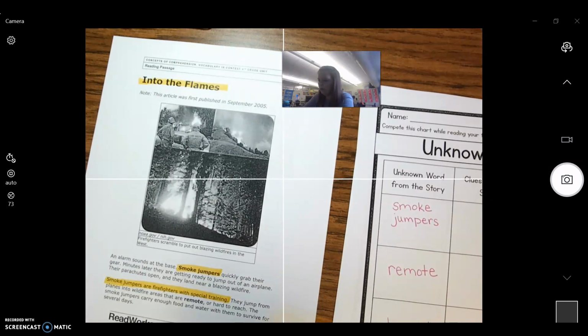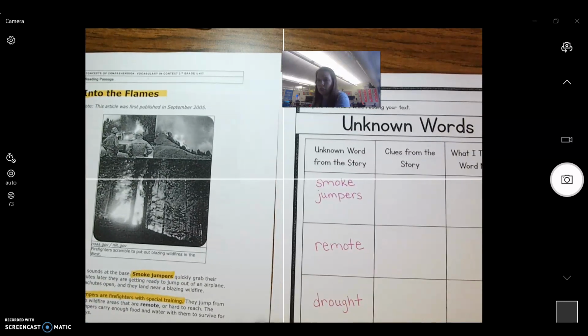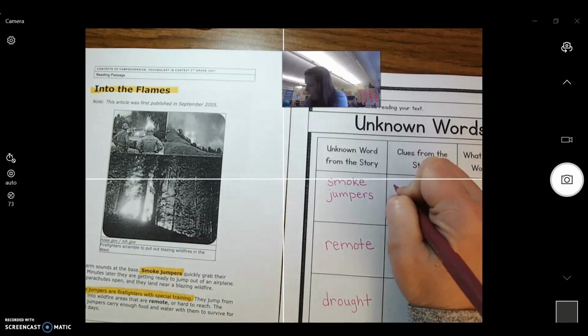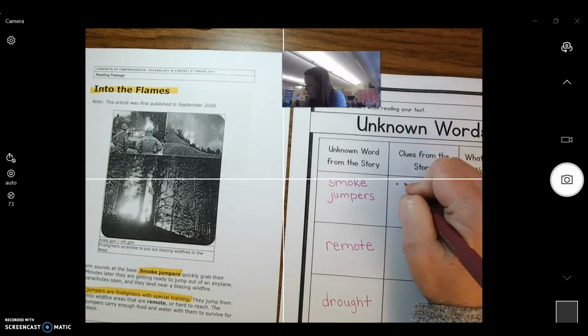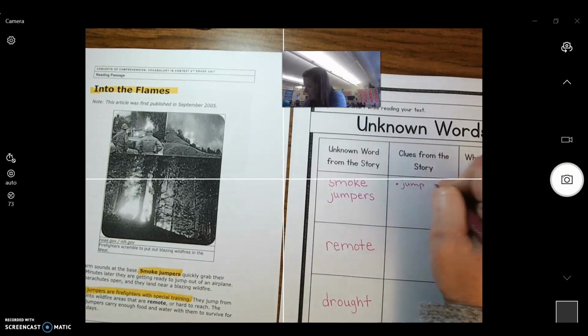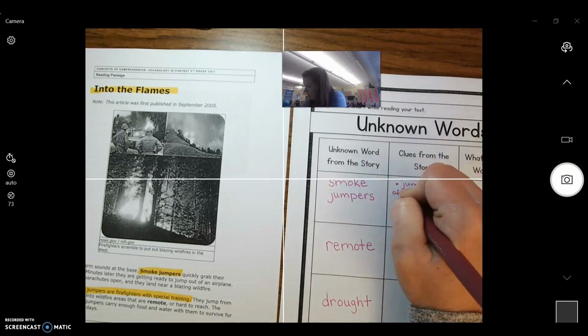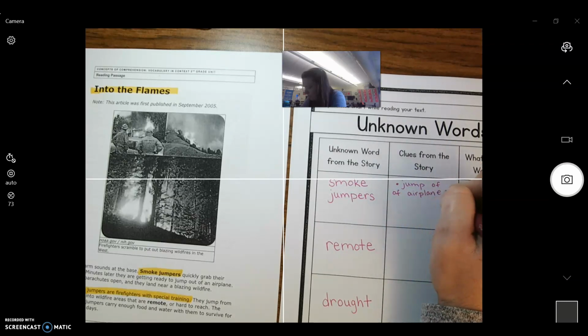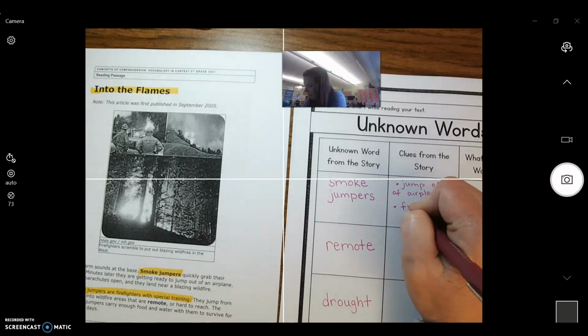So what were some of the clues? So here in our chart where it says clues, we're going to write some things that were clues. Well, it told me that they jump out of airplanes. It even uses the word firefighter here, so I'm going to write that.